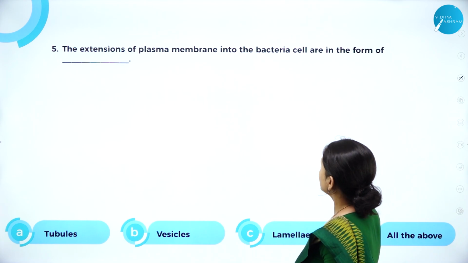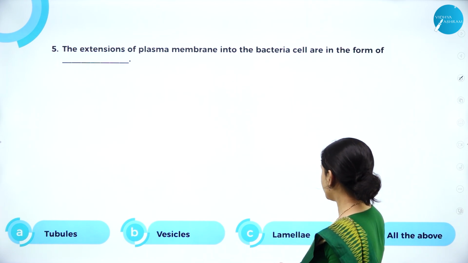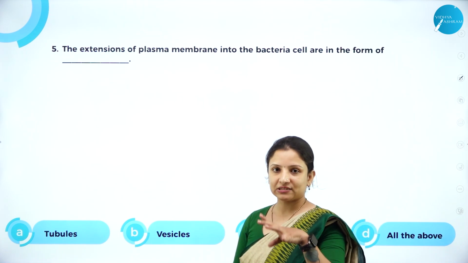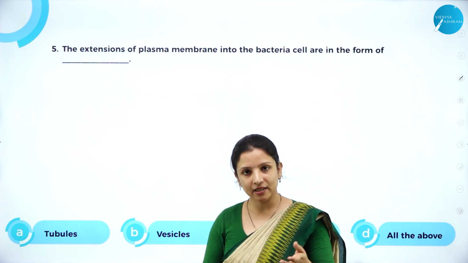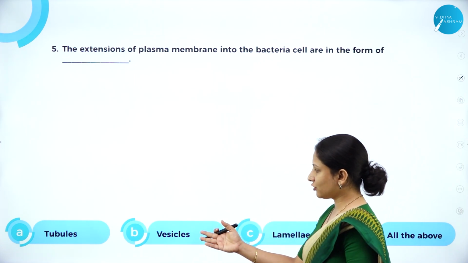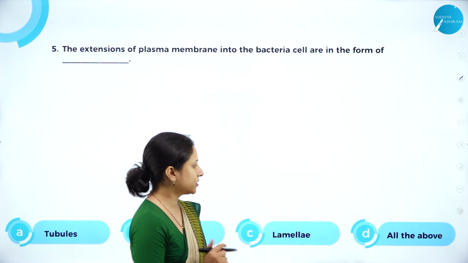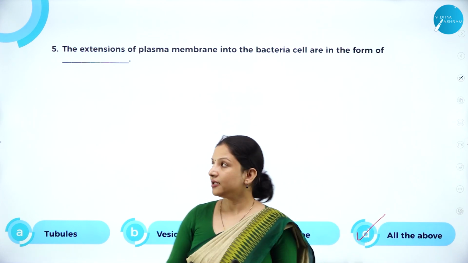The extension of plasma membrane into the bacteria cell are in the form of tubules, vesicles, lamella, all the above. We got to know that those extensions are called as mesosomes. Now those mesosomes can be in the form of tubules also, in the form of vesicles also, in the form of lamella as well. So therefore option D, all the above, is the right answer here.